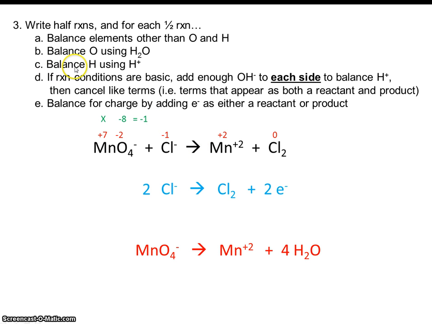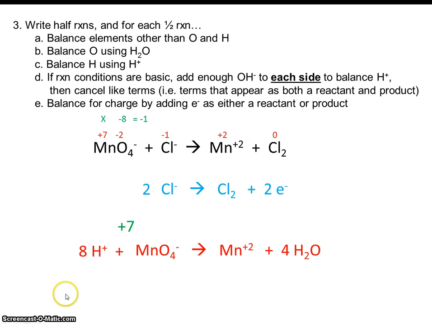Step C, balance hydrogen using H+. So on the right, we have 8 hydrogen. So on the left, we need 8 hydrogen. So let's add 8 H+. Step D, once again, that's only if conditions are basic. So step E, balance for charge by adding electrons as either a reactant or product.